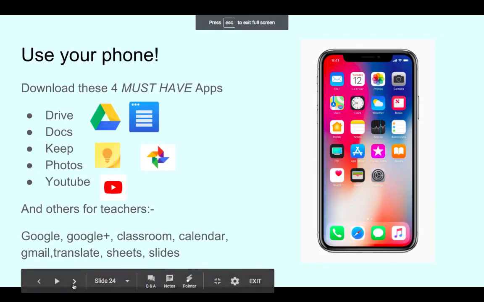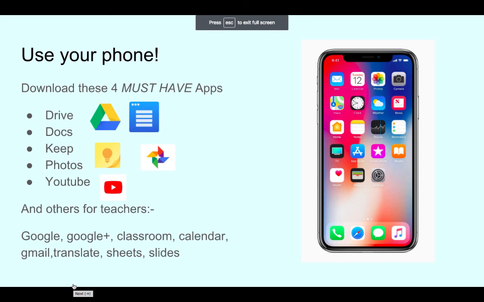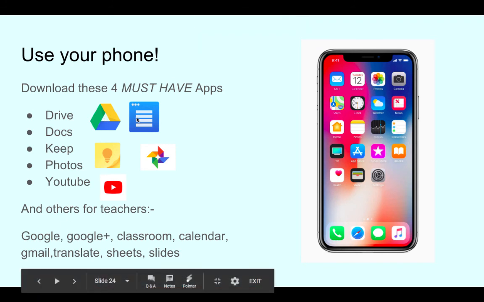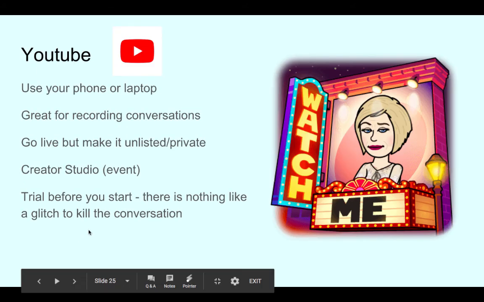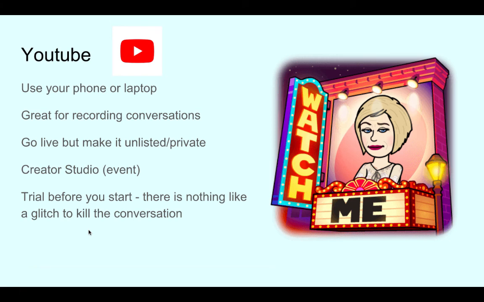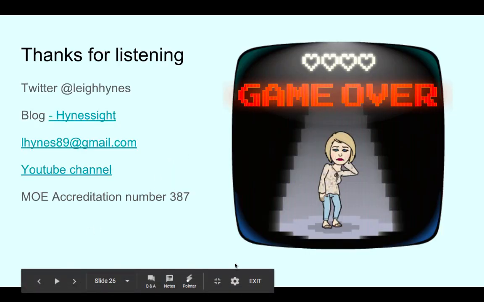Google Keep. Must have apps for your phone. I think you must have Drive, you must have Docs, Keep, Google Photos and YouTube, and you can do your recordings. YouTube, once again, we've already mentioned that. Use your phone or your laptop, record conversations, make it unlisted or private, and that's about it.